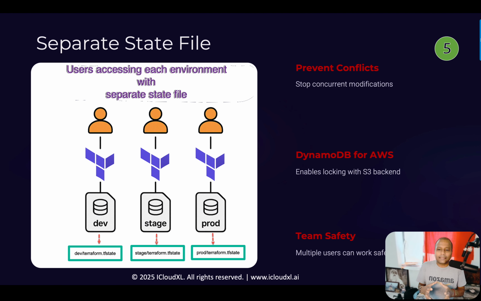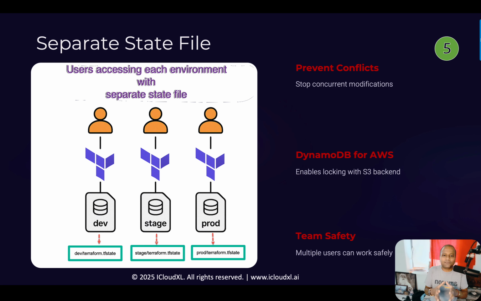The next one is to use a separate state file for separate projects, right? So try to keep all the associated infrastructure in one stack and maintain the state file for that, and each and every stack will have its own state file. That way you are not impacting other stacks because of one change.